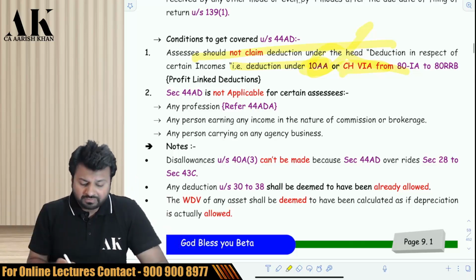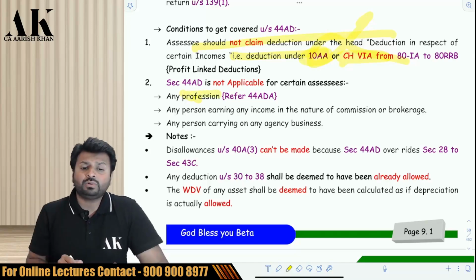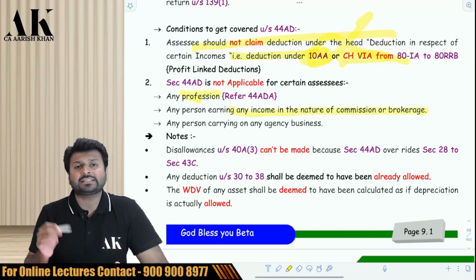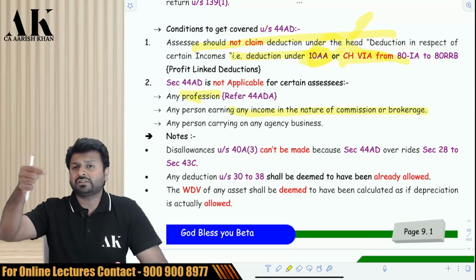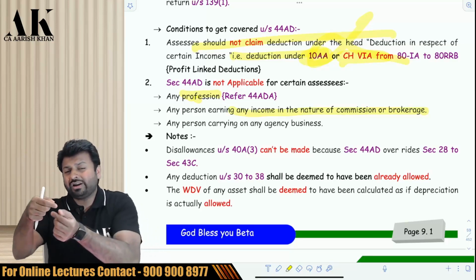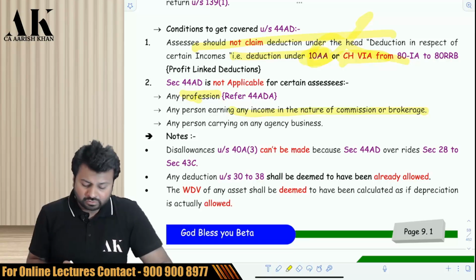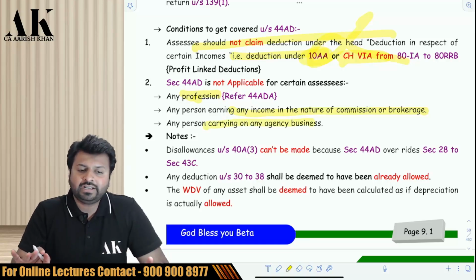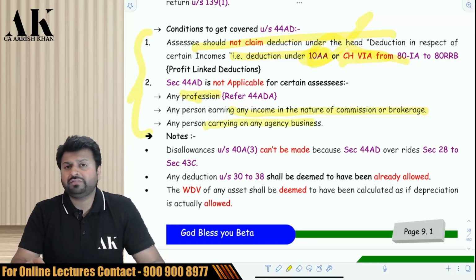44AD is not available to professions also. 44AD is not available to assessees engaged in the nature of commission business, etc. An assessee who is engaged in commission or brokerage business, not available. An assessee who is covered under any agency business, 44AD is not applicable. These are some of the exceptions where 44AD is not applicable.